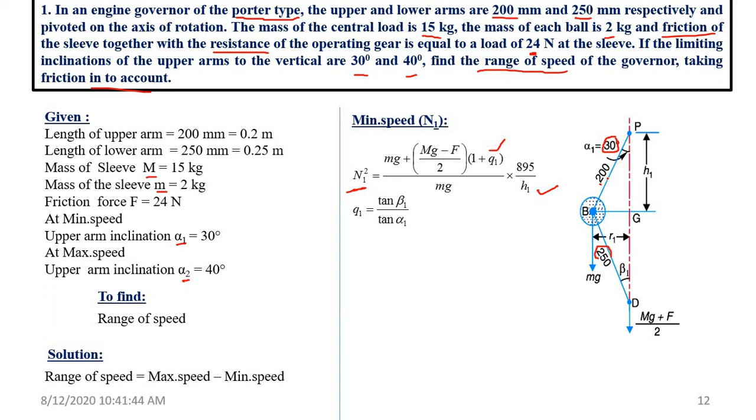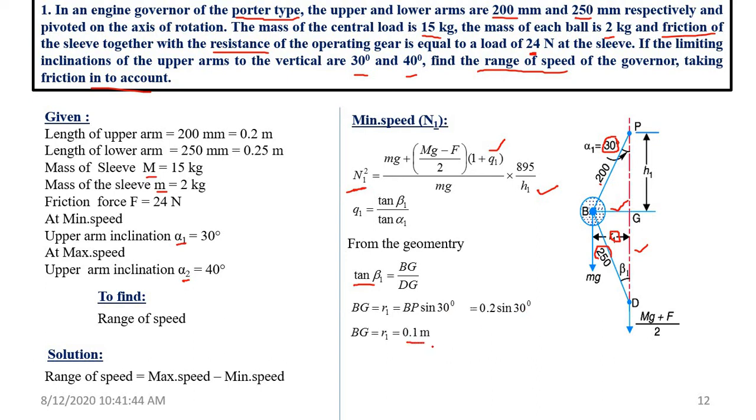First, you know the Pythagoras theorem. You know the hypotenuse value and the angle of inclination, so you can easily find the opposite side. From the geometry, tan beta 1 is equal to the opposite side divided by the adjacent side, that means BG divided by GD. Next, how to find R1? R1 is equal to PB sine 30 degree, so you get the R1 value 0.1 meter.